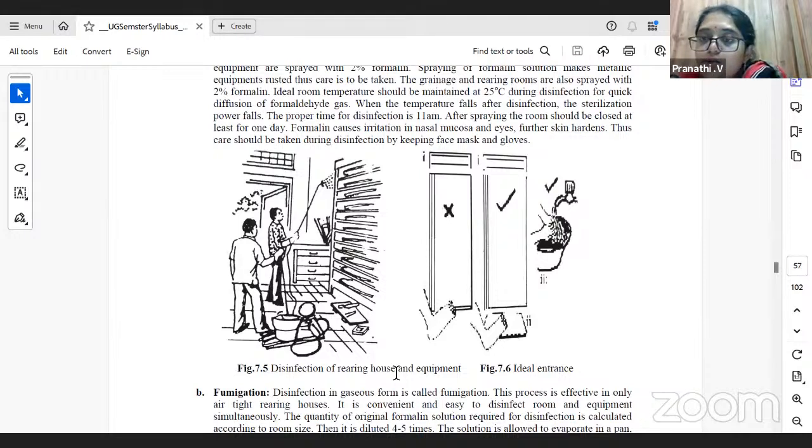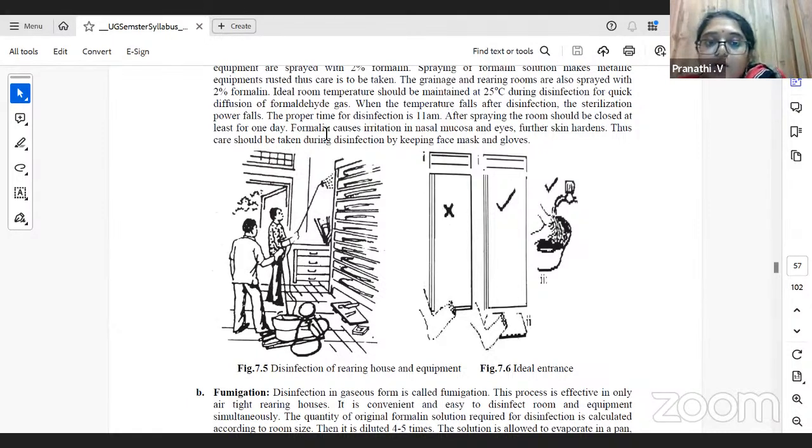Ideal room temperature should be around 25 degrees during the disinfection, so that there is a quick diffusion of the formaldehyde gas. In case we increase the temperature, it is hazardous to the different kinds of cocoons or eggs, all of that, the silkworm basically. And the proper time for disinfection is 11 a.m. After spraying, the room should be closed at least for 1 day.